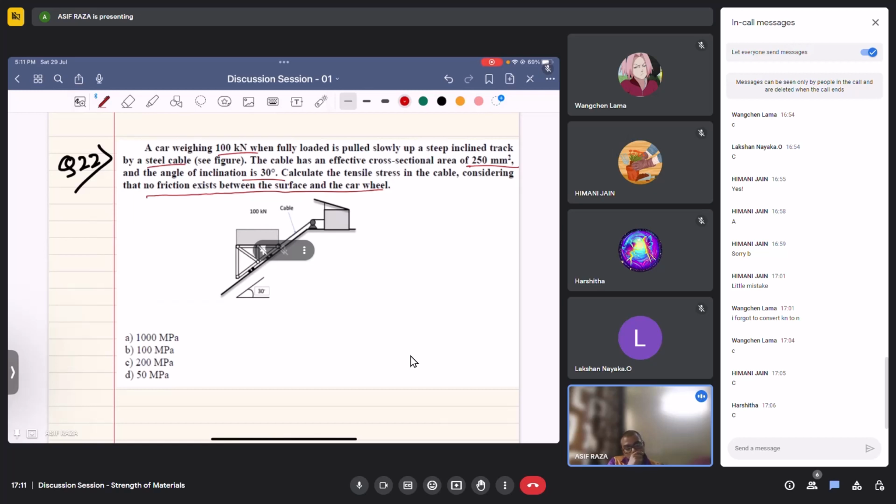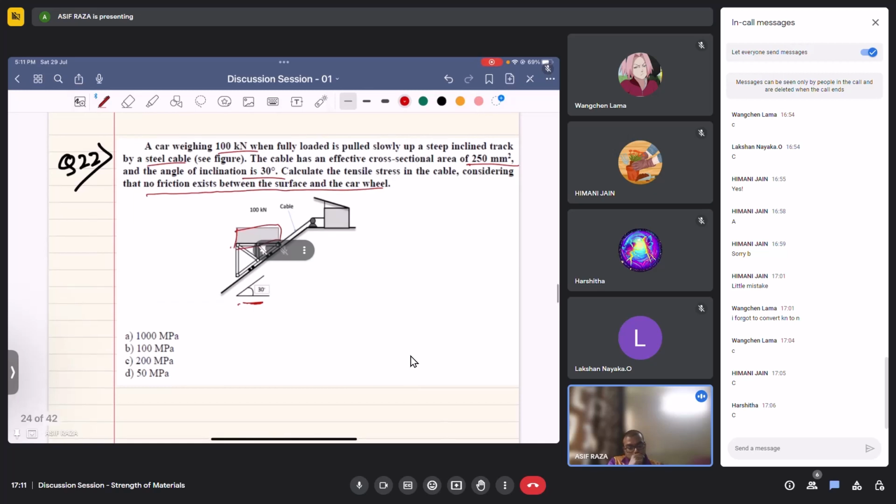So you're seeing here, this is an inclined plane with inclination of 30 degree. This is a trolley and this is the weight 100 kilonewton acting. Through this cable we are trying to pull it upwards. So we need to find what would be the tensile stress acting on this cable. Meanwhile you solve it, I'll draw the FBD.